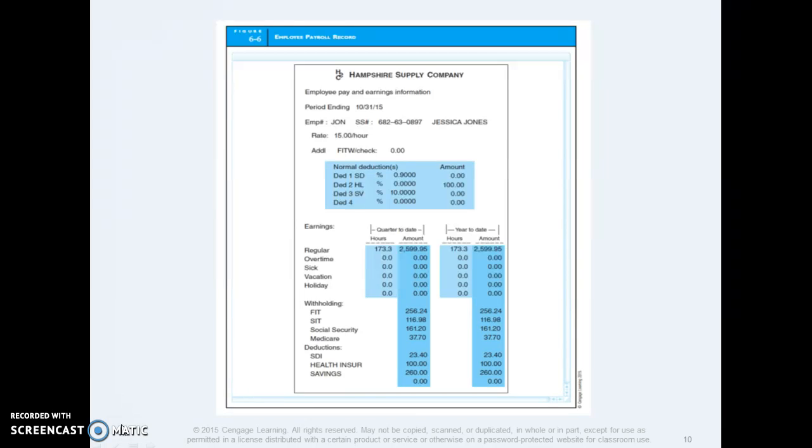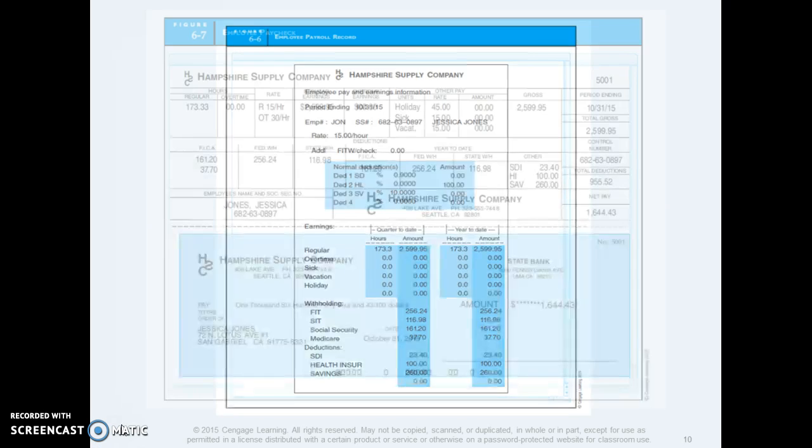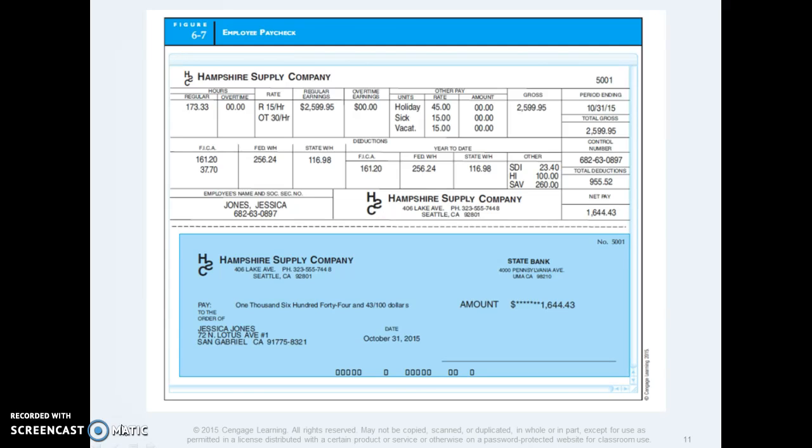Yep, this is the employee pay and earnings information. So you see how much you're being paid for regular, overtime, sick, vacation, holiday, withholding, federal income taxes, state income taxes, etc. And here we go, a nice check.